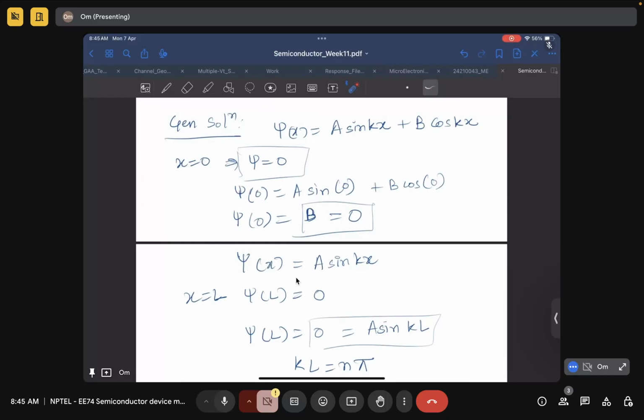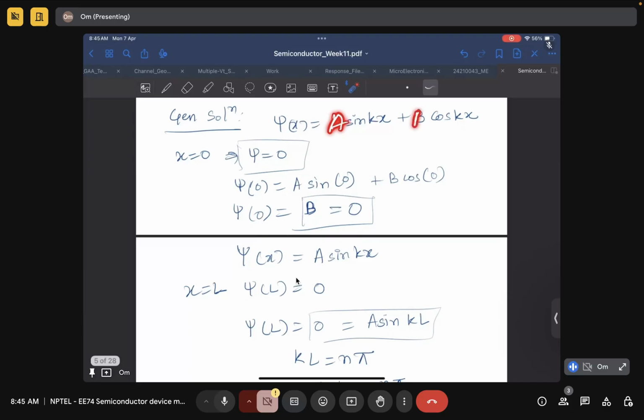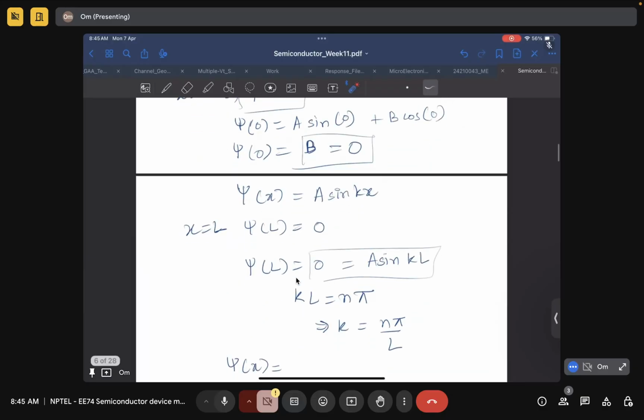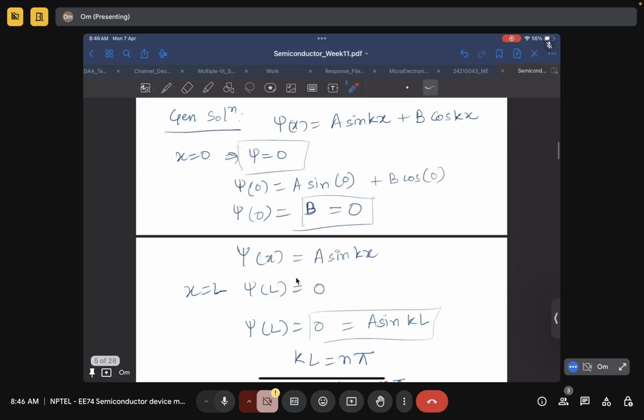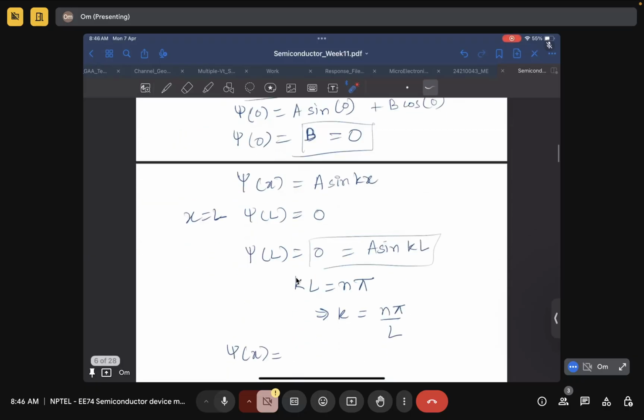Why will it be different? What is the difference? But we have already found out, right? B is 0. No, from the boundary condition, we found out this constant. The constant value is not changing. These are the constants, right? We are trying to find the values for these constants using the boundary conditions. So B we already found out that it is 0. A we are trying to find out now.